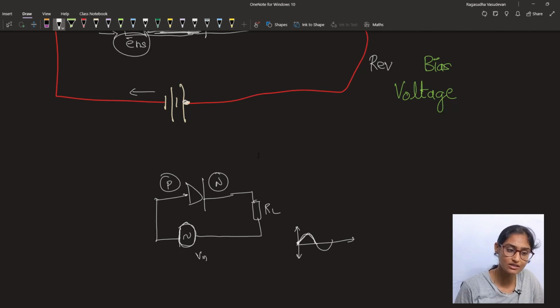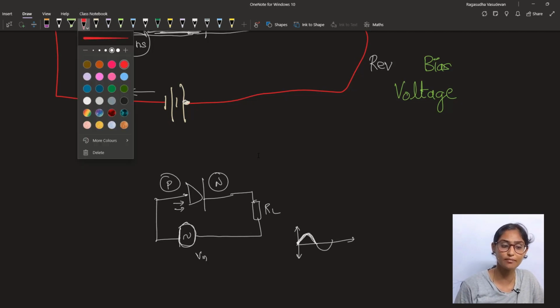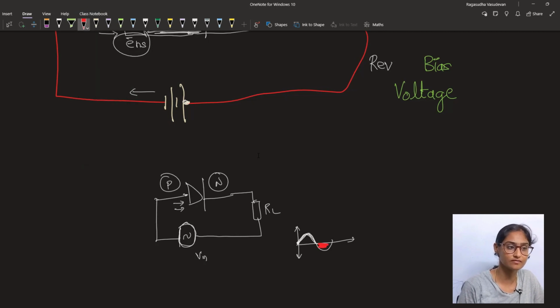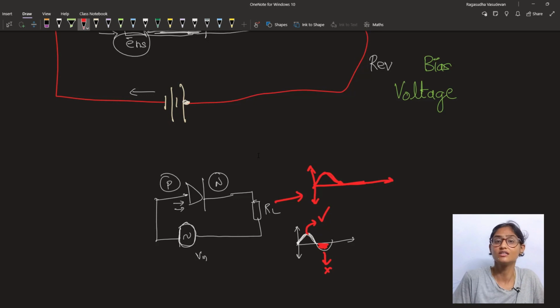It will only pass the positive half cycle, because when you are supplying negative voltage to the diode, what is negative voltage? More and more electrons will be pumped into the P junction, and hence conduction doesn't happen during the negative part. So during this part, no conduction happens, and the diode conduction happens when you apply a positive voltage. So as a result, RL will receive only the positive half cycle and there won't be any conduction in the negative half cycle. This is how diodes are used in rectifiers.